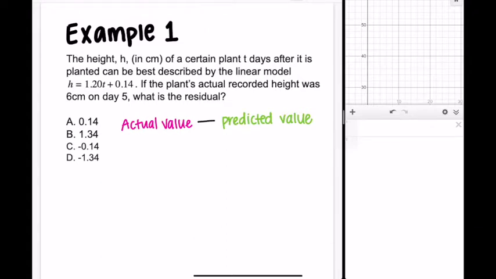So just as a reminder, the residual is the actual value minus the predicted value. So first we need to know the actual value. Well, we're told the plant's actual recorded height was 6 centimeters on day 5.